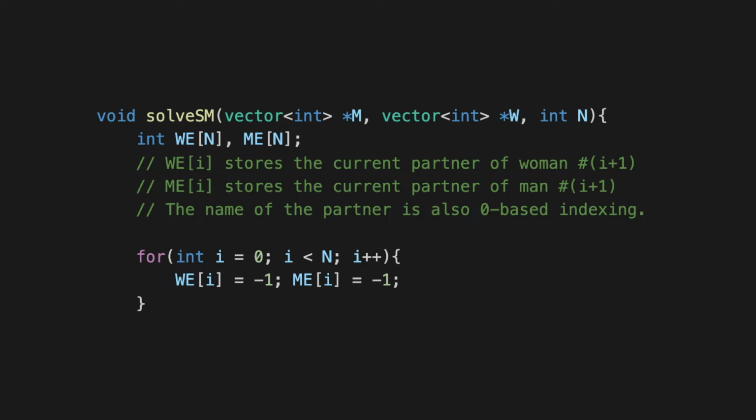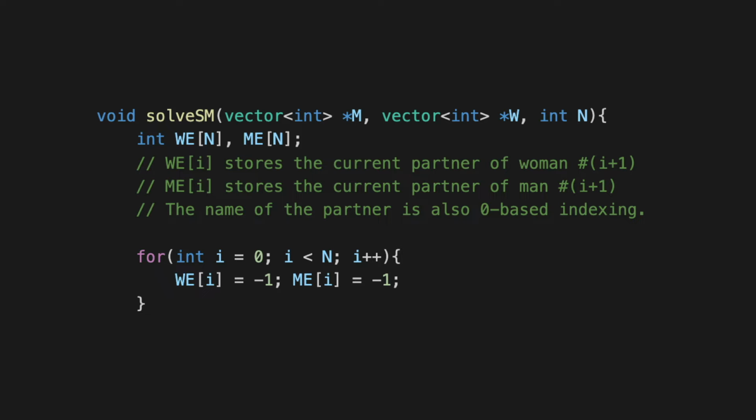So here what we are going to maintain is a list of engagements in the arrays or the vectors we and me. So we[i] is going to store the current partner of the (i+1)th woman, and me[i] stores the current partner of the (i+1)th man. And the reason this is off by 1 is because the men and the women in the problem statement are denoted as numbers between 1 and n, whereas these arrays are of course indexed from 0 to n minus 1. So that's why the offset, but just keep in mind that this is what is happening.